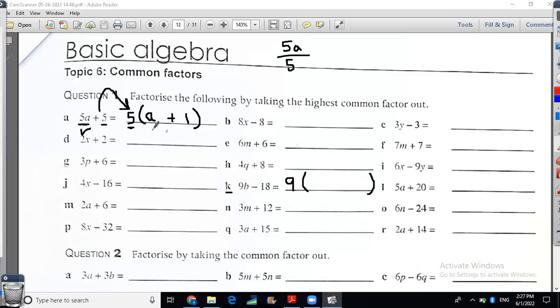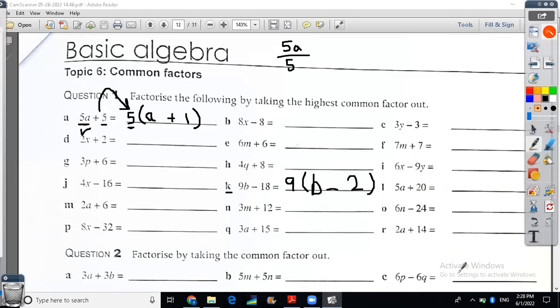Now let's do the same thing that we did when we divided 5a by 5, which gave us a, and when we divided 5 by 5, which gave us 1. 9b divided by 9 is going to be 1b, which is just b. Minus 18 divided by 9 is minus 2. That's it. So it's 9 and then brackets b minus 2. This is how we factorize question K.